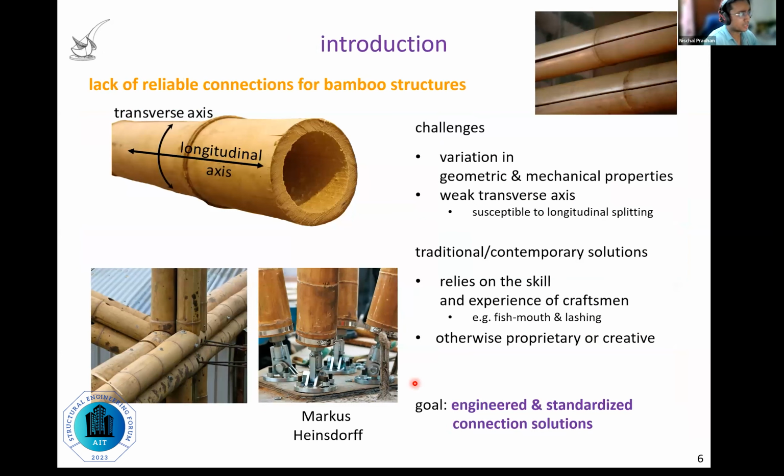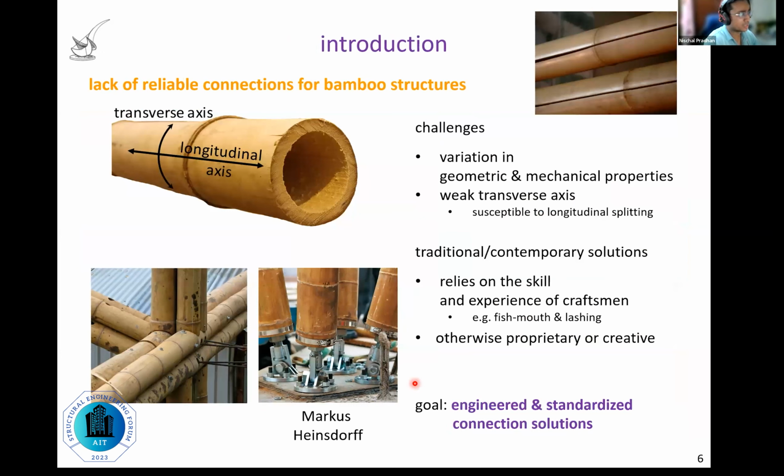The second reason why we have such a challenge is that bamboo culms have a weak transverse axis, which means the section is susceptible to longitudinal splitting, a peculiar failure mode of bamboo that you can see here.